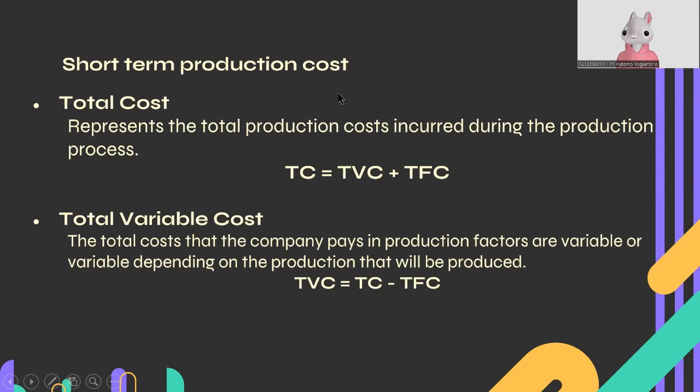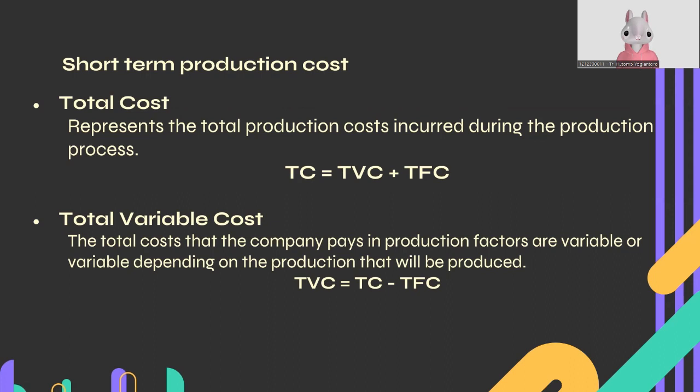Okay, next is short-term production costs. Short-term production costs have several important factors that are used in the calculation process. So these components are total cost. Total cost represents the total production costs incurred during the production process. To calculate total cost, here's the formula: TC equals TVC plus TFC.